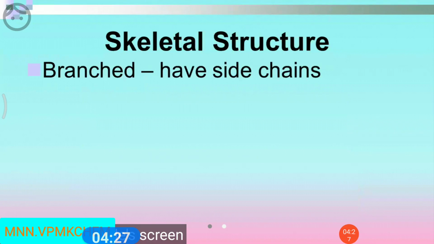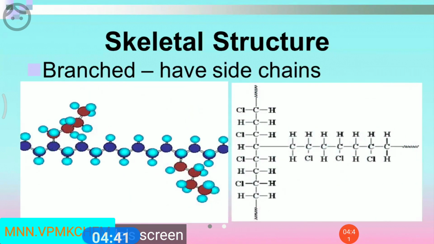Next, we have branch polymers. When a linear polymer has side chains, it is called a branch polymer. This picture depicts the branch polymers. Here we have the skeleton structure to which these side chains or branches are attached. In this polymeric structure we can see the vertical one is the linear polymer or the skeleton polymer backbone, to which this horizontal side chain is attached.